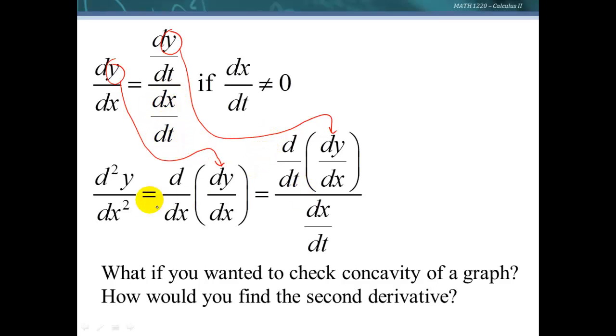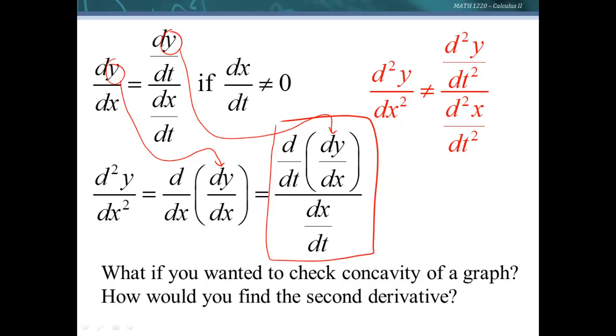So when we want the second derivative with respect to x, let's see how we get that. We take dy/dx, which could be found like this, and then we differentiate that with respect to t, and then divide that by dx/dt. So we have to be careful. You may think I'm just going to take two derivatives of y with respect to t and two derivatives of x with respect to t, and that does not equal the second derivative as shown here. This is how we would have to get at the concavity.